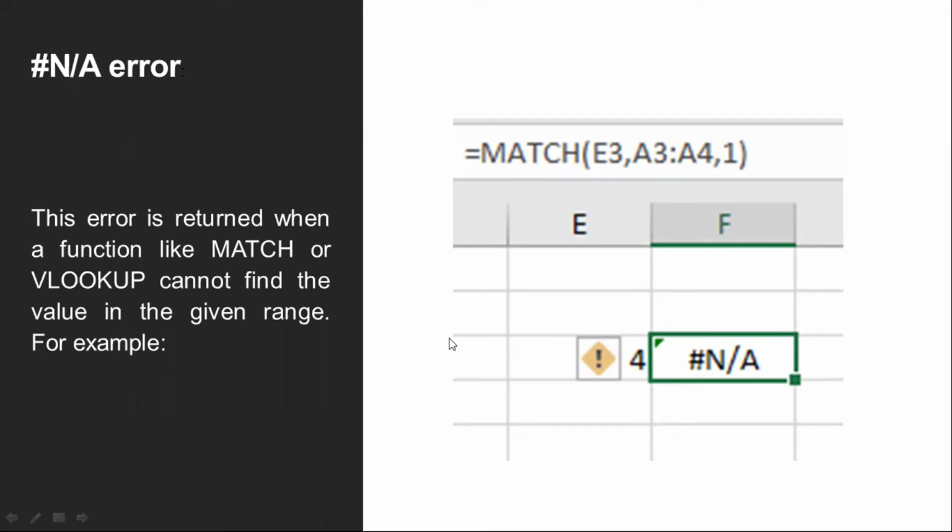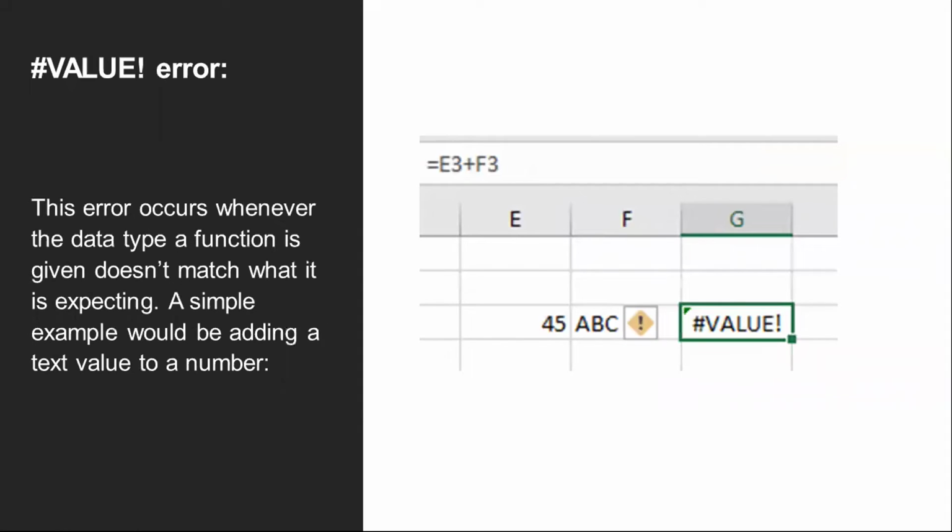For example, in VLOOKUP, we give a lookup value. If the lookup value is not available in the table array, what happens? Ultimately, it gives a #N/A error. Okay. So this is the not available error. Okay, I hope you can understand.